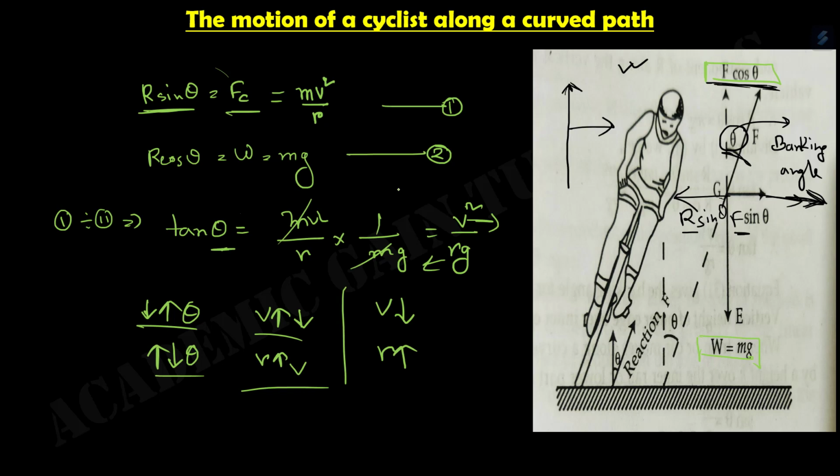So this is the whole concept of banking, and this theta is our banking angle. We derived the formula for the banking angle, where we can see that to find the banking angle, the formula is tan theta equals v square by r g. So this is the formula of our banking angle.